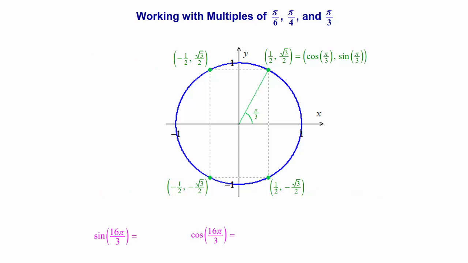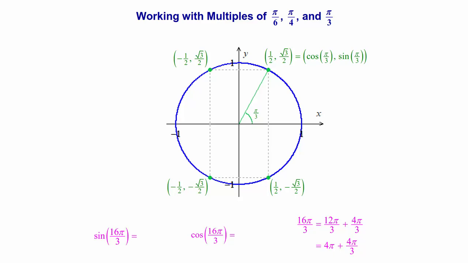So let's look at an example, an unusual multiple of pi over 3, 16 pi over 3. We should expect it to be related to pi over 3, but first we need to figure out what quadrant it falls in to determine the signs of the sine and cosine values. So we can pull 16 pi over 3 off to the side and recognize that it equals 12 pi over 3 plus 4 pi over 3. And 12 pi over 3 is 4 pi. And that's 2 full revolutions. And then after 2 full revolutions, we add 4 pi over 3.